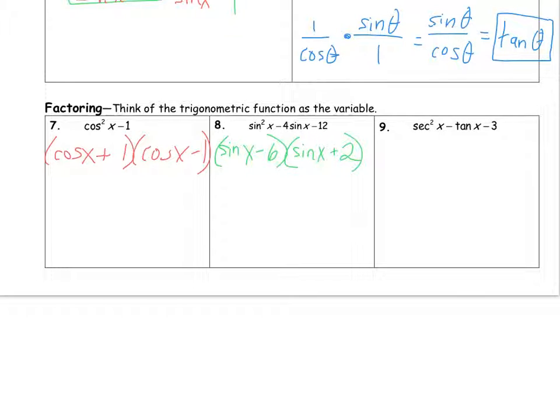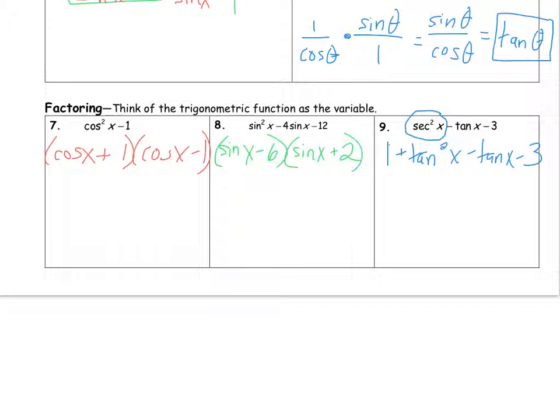Last one. Secant squared x minus tangent x minus 3. Okay, the first thing you're probably thinking is, oh my gosh, these aren't the same trig function, what do I do? There's no way. Of course there is. You know your Pythagorean identities. What is secant squared x? Oh, that's the same thing as 1 plus tangent squared x, right? So you can make a substitution here first. You can say that's 1 plus tangent squared x, and then we still have our minus tangent x minus 3.